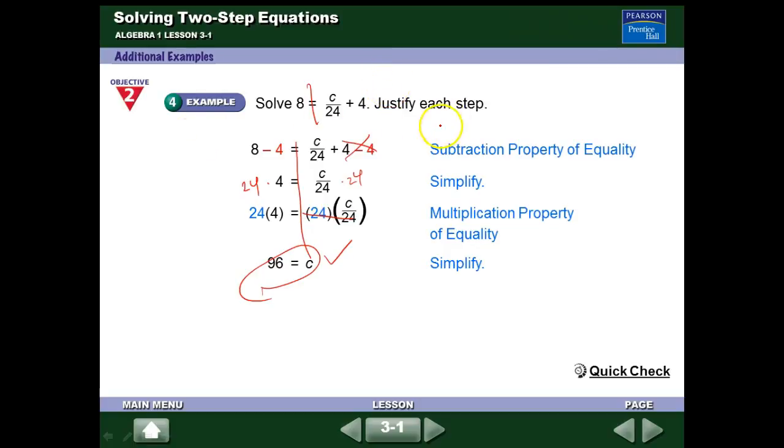This is the justifying each step. So really, you're just saying what's happening. What happened first here? You used the subtraction, then you simplified, and then what did you do? Well, we multiplied, and then we simplified again. So not a whole lot to the justify each step. More importantly, it's just being able to solve your two-step equations throughout. That is all for today.